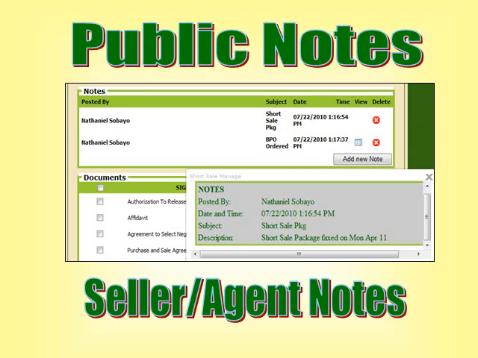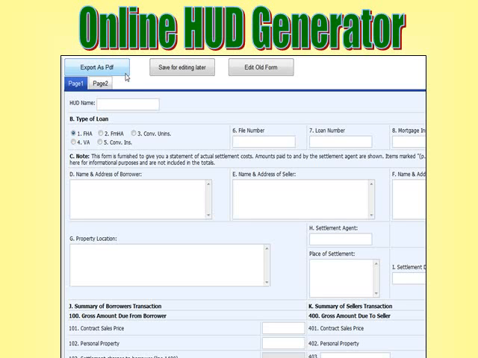There's public notes for the sellers and agents as well. Works the same way. Click a button, add a new note, pop-up window shows up, and it's stored right there on the system so the seller or agents can go in there and take a look at that.